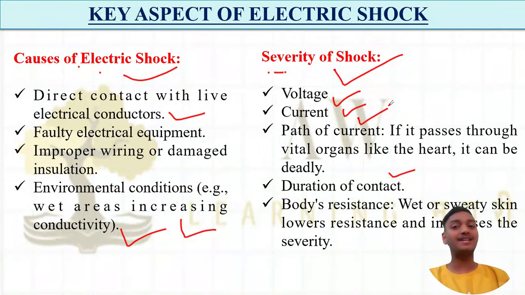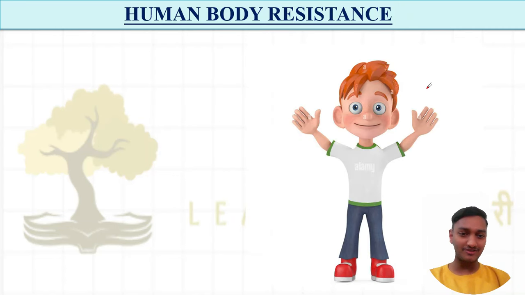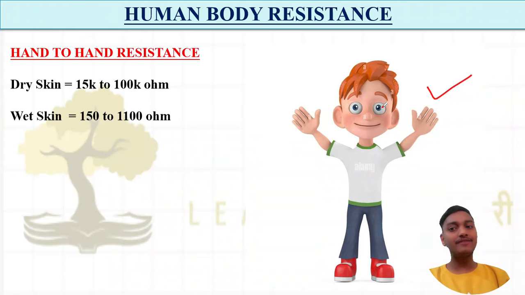So what are the key aspects of electric shock we have learned. Now next thing, the human body resistance. You should know what is the value of the human body resistance. So this is one of the figures I have taken. This is just an animated photo. So human body. Now there are different cases.